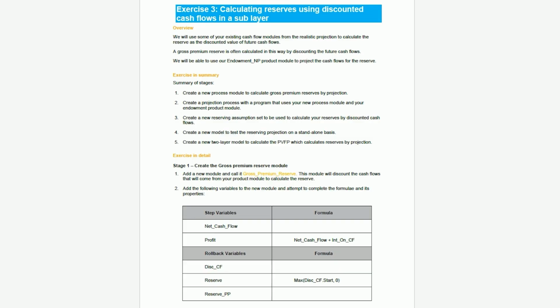Section 9.0, Exercise 3, Calculating reserves using discounted cash flows in a sublayer. Open the delegate binder and go to Exercise 3. In this exercise, we will use some of the existing cash flow modules from the realistic projection to calculate the reserve as the discounted value of future cash flows. A gross premium reserve is often calculated in this way, by discounting future cash flows. We will reuse the product module, Endowment NP, to project the cash flows for the reserve.